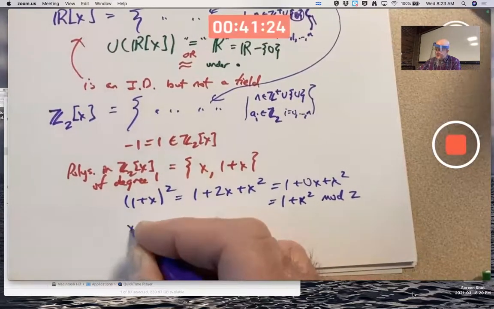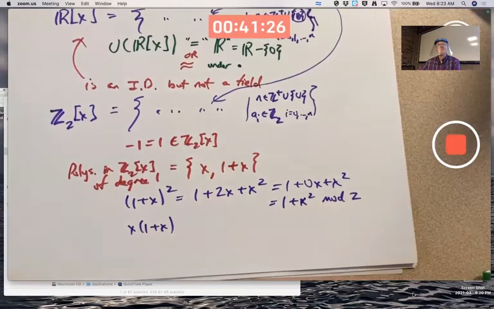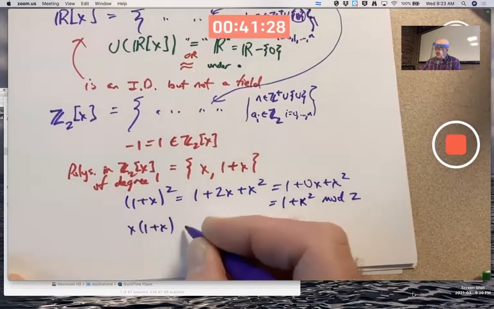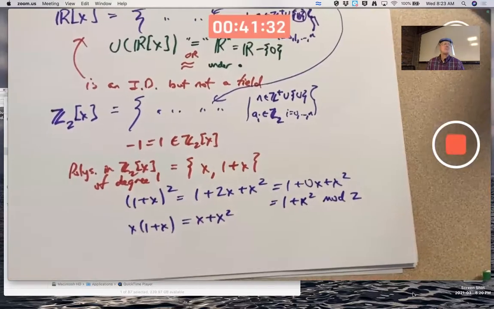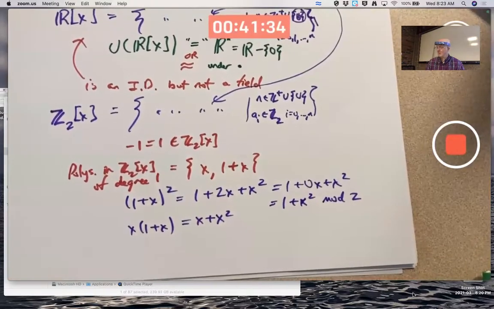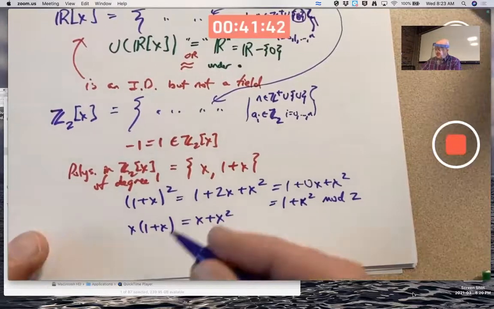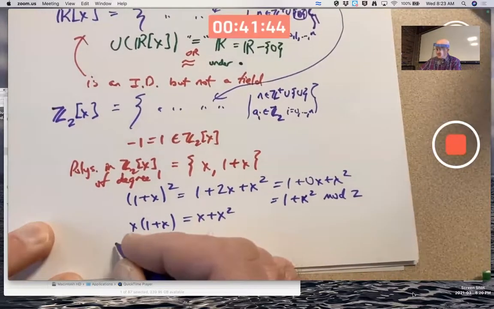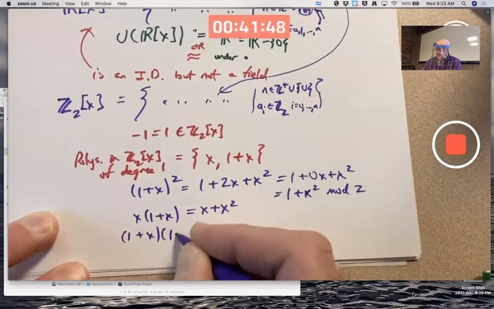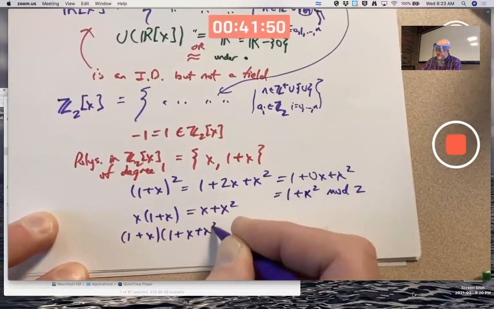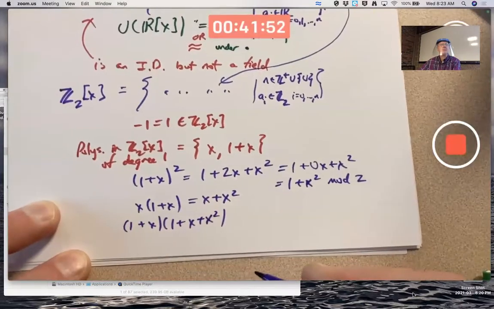What's x times 1 plus x? That would be x plus x squared, which can't be simplified anymore. No modding by 2 to do. You might wonder if you did fancier things. You know, I don't know, 1 plus x times 1 plus x squared. Maybe we could get a bunch of cancellation. Maybe, maybe not.